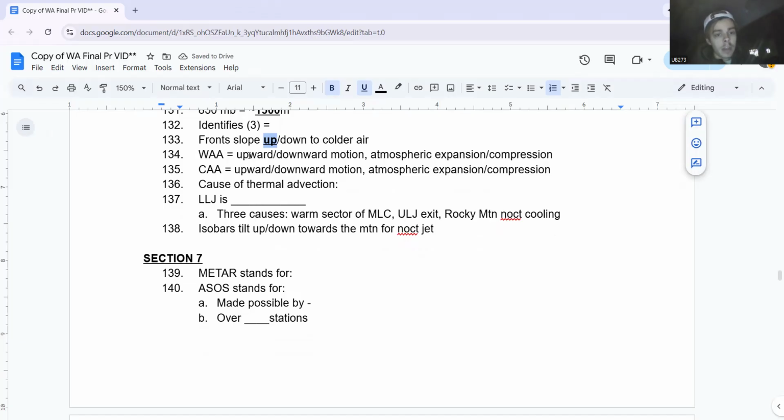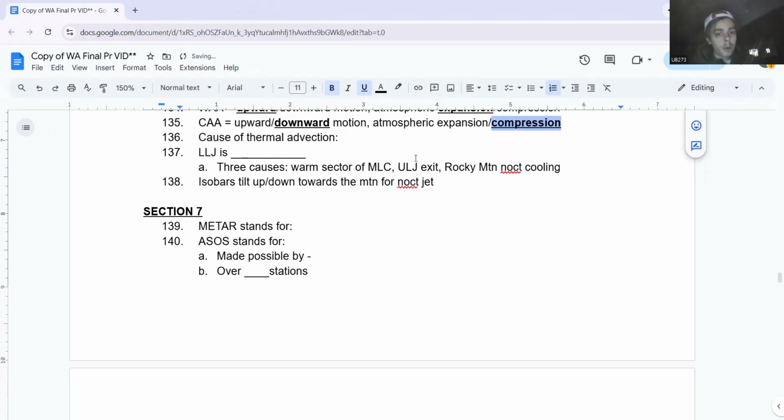Warm air advection means upward or downward motion? Upward. Atmospheric expansion or compression, not decompression? Expansion. Cold air advection means downward motion and compression. Cause of thermal advection: why does this occur? Because isotherms are starting to intersect with the height lines because we have different flow here.